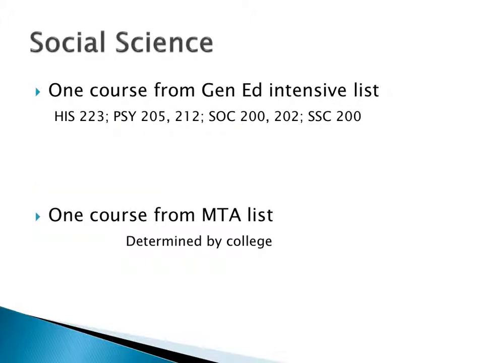And just like the Humanities and Fine Arts, the social science has the same setup. You're going to have to take one course from a Gen Ed intensive list in social science and one course from an MTA list in social science. And again, you're going to have different designators. And again, there's no lab components in social science that you have to worry about. So as long as the student has one course from the Gen Ed intensive list and one course from the MTA list in social science, then they've completed the general education portion of the social science requirement.